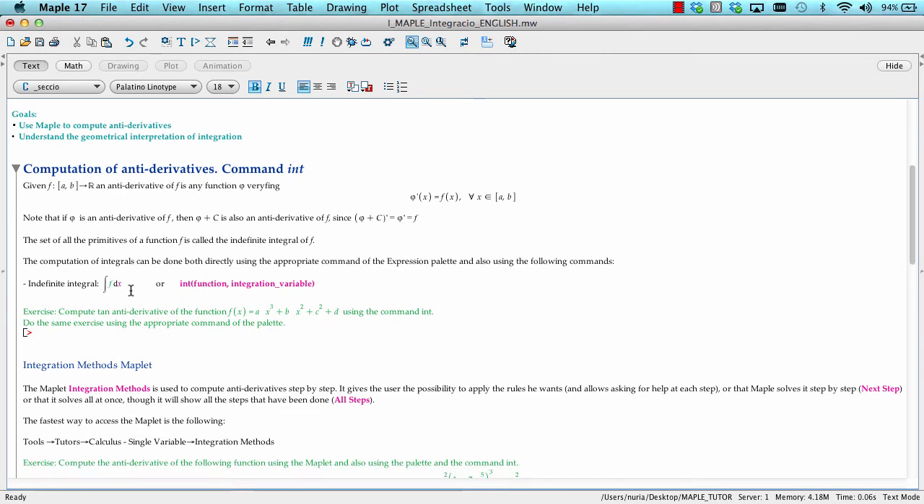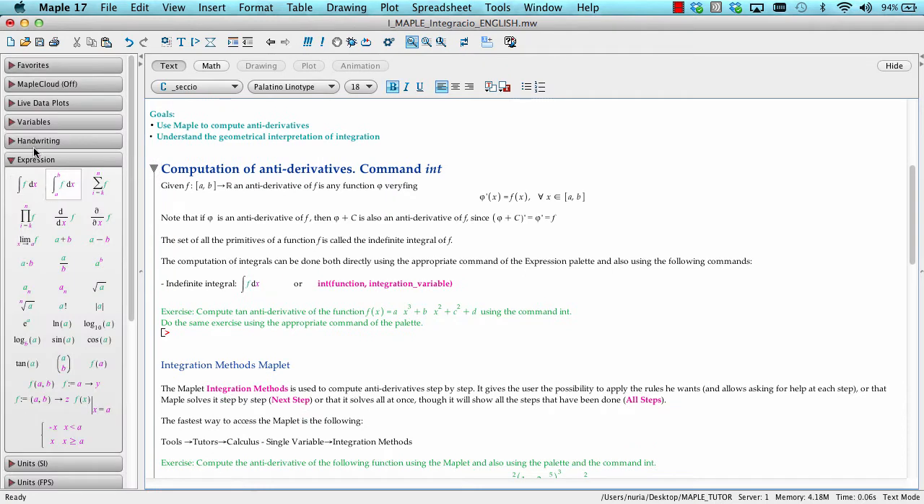So we say that a function is an antiderivative of f if, when we differentiate this function, we get the initial function. So how do we compute antiderivatives using Maple? We can do it in two ways. We can do it using the palette. You can find it in the expression palette, and then using the command int.